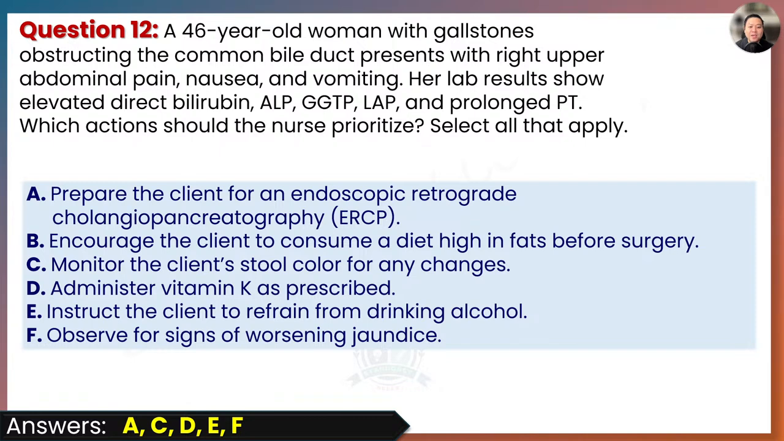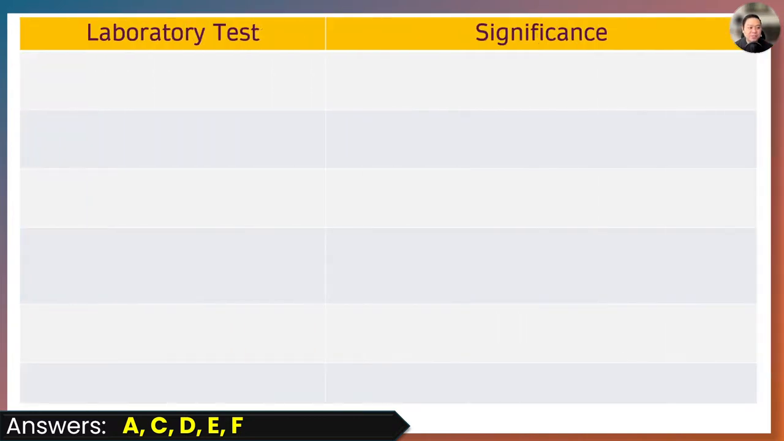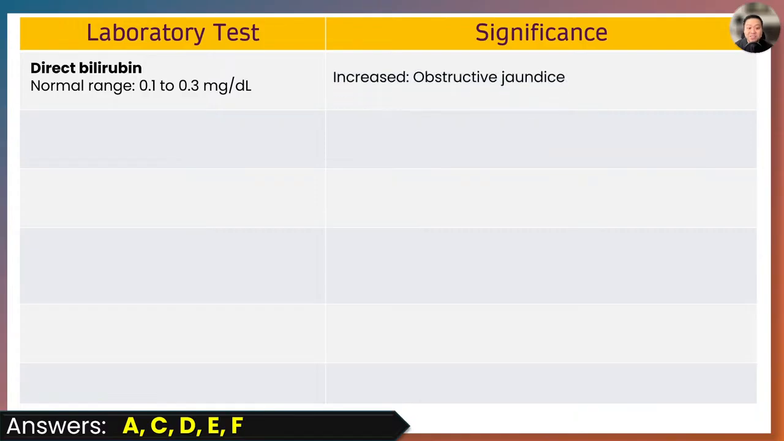And I want you to look into the labs here. Let's do a quick review of the laboratory tests mentioned in the scenario. One of those is the direct bilirubin. Normally, it is supposed to be 0.1 to 0.3 milligrams per deciliter. When it is elevated, this reflects obstructive jaundice, where there is a blockage in the bile ducts. It will prevent the bilirubin from getting excreted into the intestines, so when the bile flow is obstructed, the bilirubin will build up in the bloodstream. This can lead to jaundice and dark coloration of the urine.